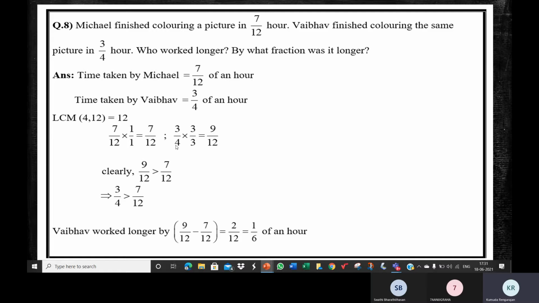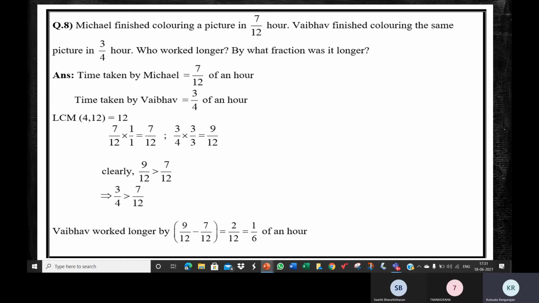So what is 9 by 12? 3 by 4. So 3 by 4 is greater than 7 by 12. If 3 by 4 is greater, that means Vaibhav takes a longer time. So Vaibhav works longer. Now, by what fraction? He takes some time longer. By how much as a fraction?